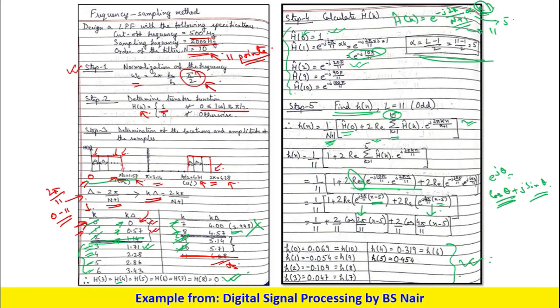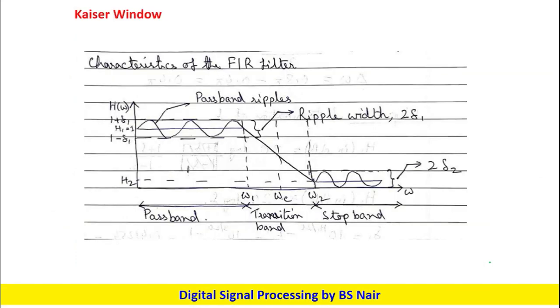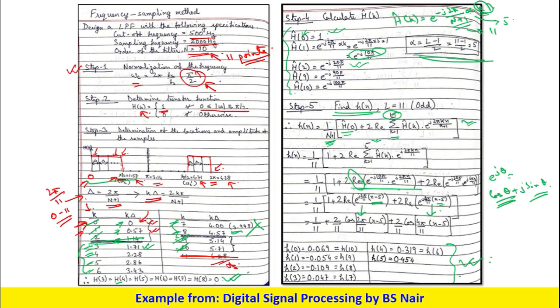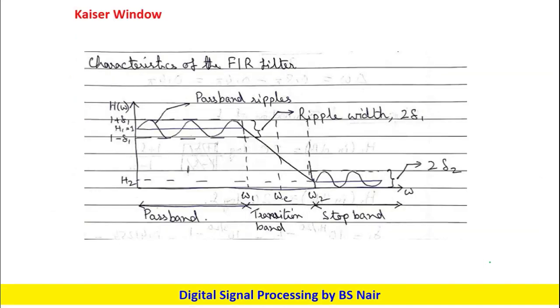Okay, so these are some of the methods which you need to do, and we will cover up to this much today. In the next class we will be covering the Kaiser window. Okay.